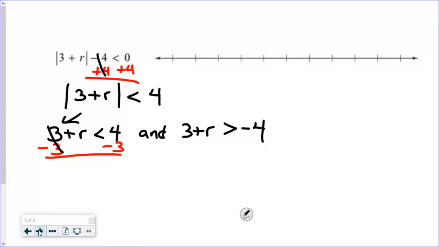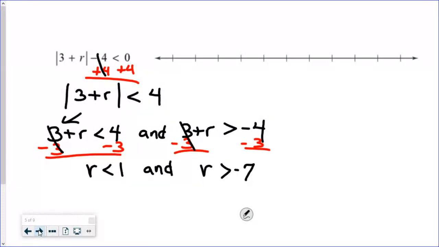And you get r is less than 1. And minus 3 again. R is greater than negative 7. Okay. So I have a negative 7 and a 1. Your worksheet today will have numbers on the number line. Be careful, sometimes they go by 2s. I forgot to tell you that.